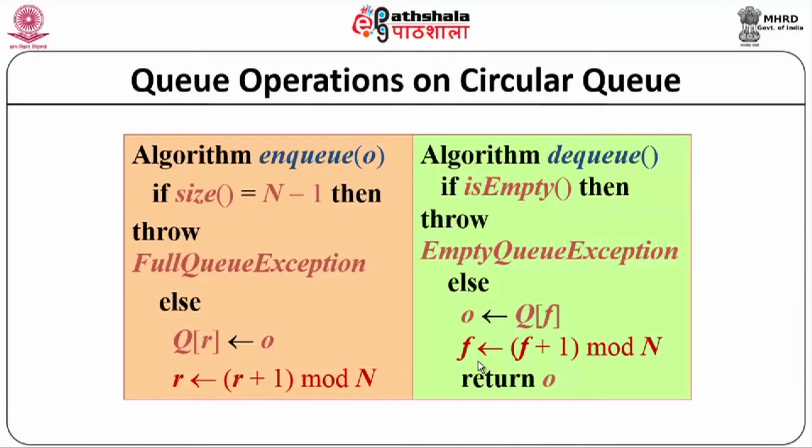So, the modified queue operations with a circular queue. You have the algorithm enqueue, where we are assuming we are putting an object O. If size is equal to n minus 1, then throw full queue exception, else Q[rear] is equal to O, rear is equal to (rear plus 1) mod n. For dequeue, you check if it is empty, throw the condition, otherwise f is equal to (f plus 1) mod n. So, the only difference is that we are doing a mod operation.